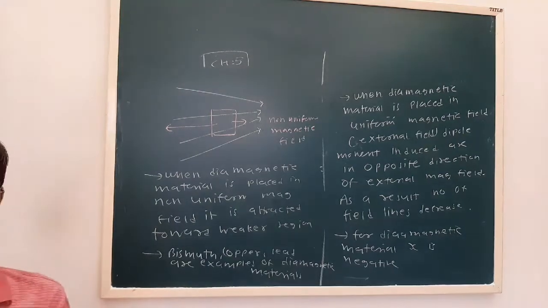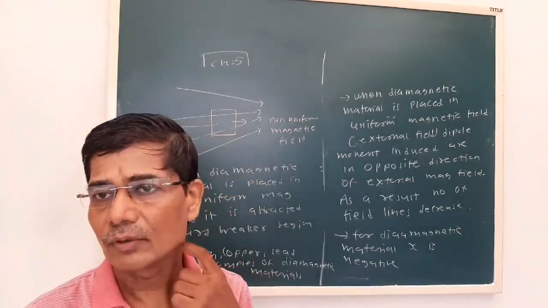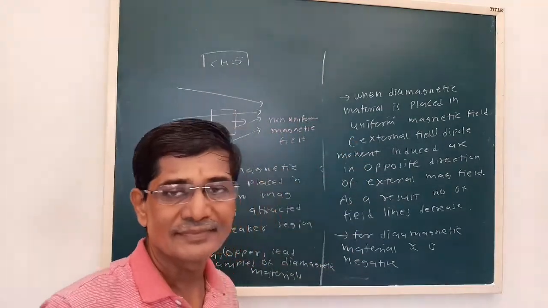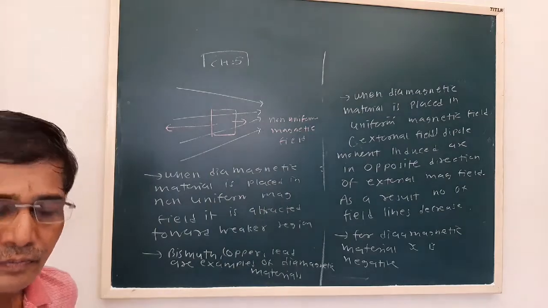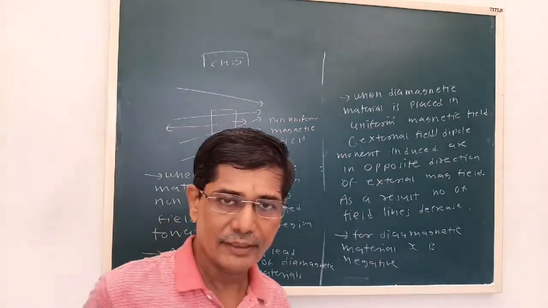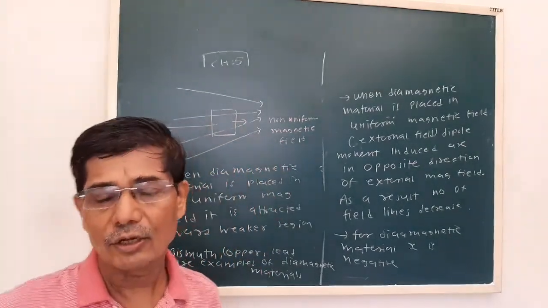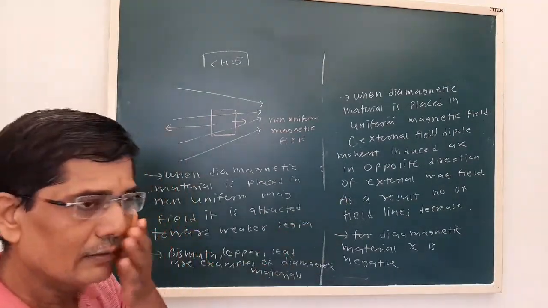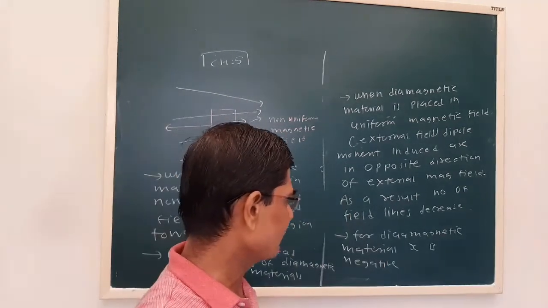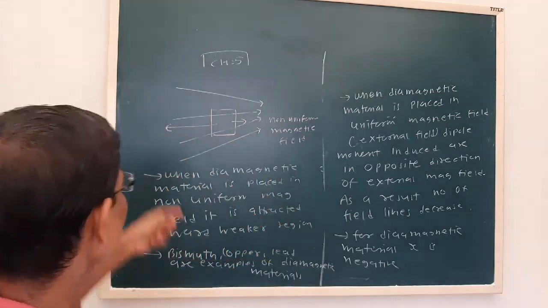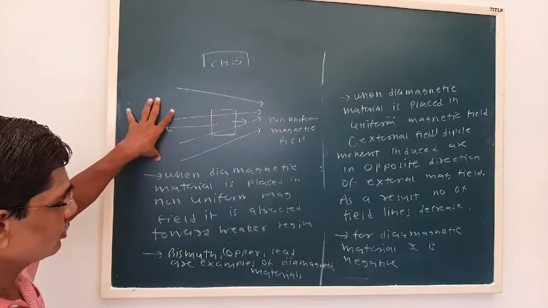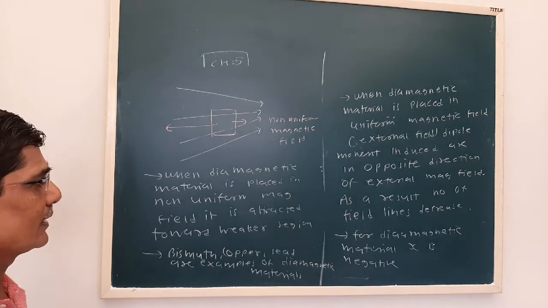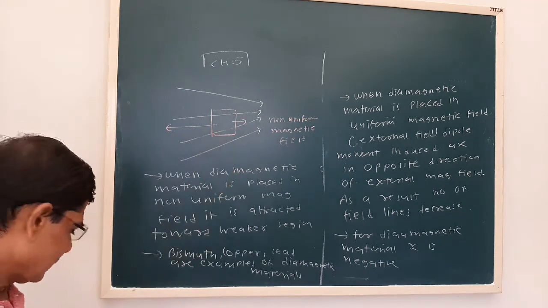The materials whose atoms or molecules do not possess dipole moment are called diamagnetic material. When diamagnetic material is placed in a uniform magnetic field, the dipole moments induced are in the opposite direction of the external field. As a result, the number of field lines decreases. Remember that for diamagnetic material, chi is negative. When placed in a non-uniform magnetic field, it is attracted toward the weaker region of the field.